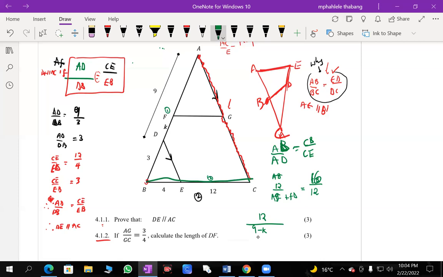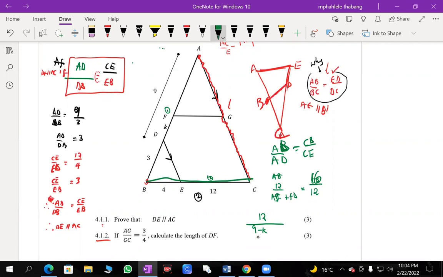AF is 9 minus K, plus FD. Or 9 minus K plus K. Minus K plus K is zero. But the truth will remain that FG is K.